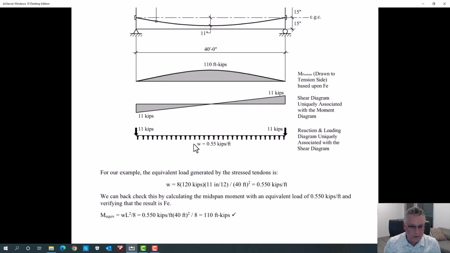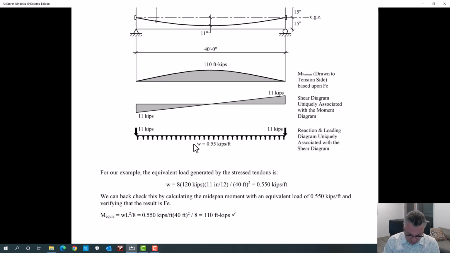Now, it's not really a load. That's why we keep using this magic word, equivalent load. It's going to give us equivalent results to the primary prestress moment diagram being derived by just taking the force times the eccentricity. But equivalently, we can get to that same answer if we use these loads that aren't really loads.